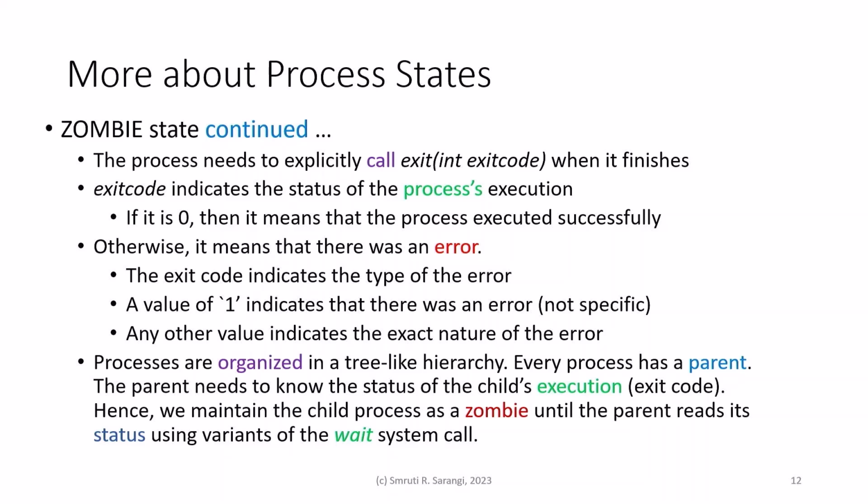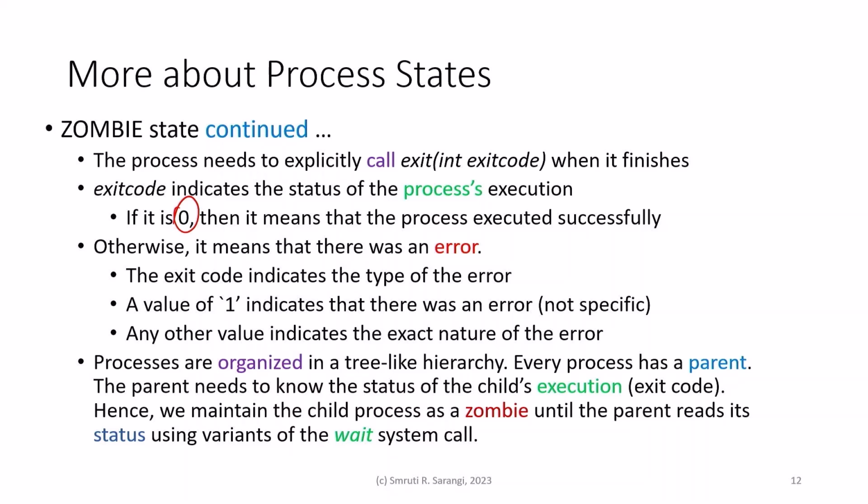So, more about process states. As we have discussed, there is no way for a process to terminate without calling the exit system call, unless it is getting into some exception condition and is being forcefully terminated. So it still has to let the OS know that it is done. If the exit code is 0, it means that all is well, the process executed successfully.